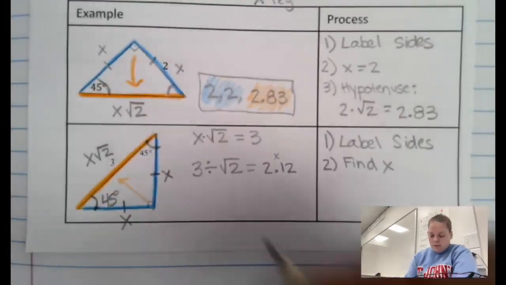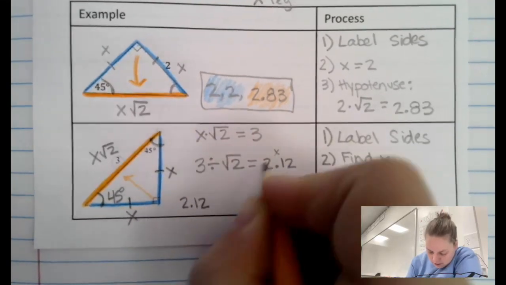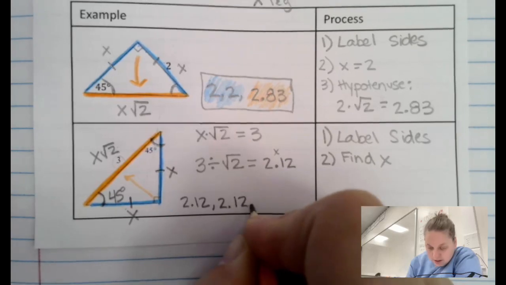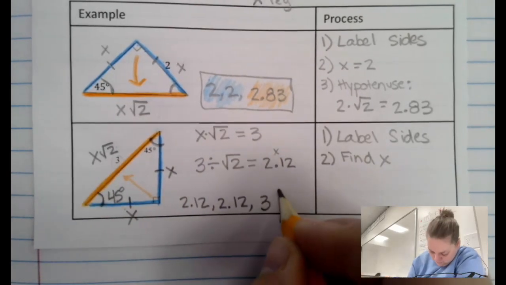Right. So our final answer here for the 3 sides are 2 and 12 hundredths. That was our x, and there's 2 of them, so we're going to label that again. 2 and 12 hundredths. And then our last side is 3.